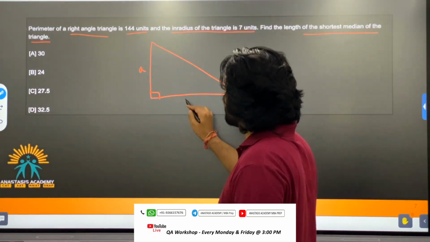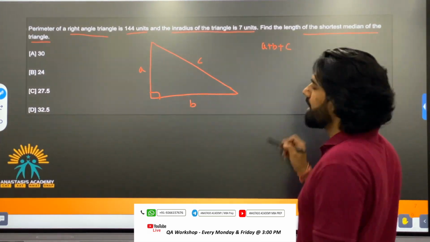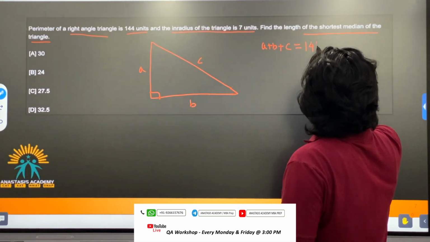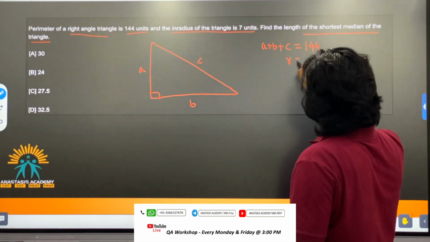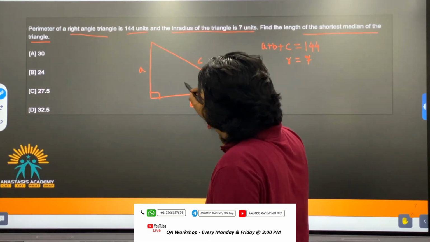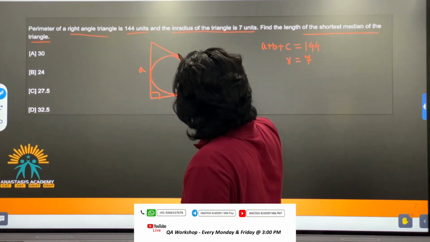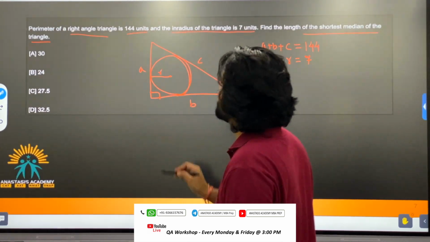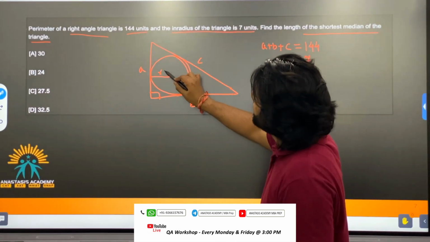I'm assuming this side as A, this is B, this is C. So the perimeter of this triangle, which is the sum of the lengths of the sides, is given as 144 units, right? And the inradius of this triangle, inradius means small r, is given as 7 units. Inradius means if I inscribe a circle within this triangle, the radius of this circle would be known as inradius. This inradius is given as 7 units.